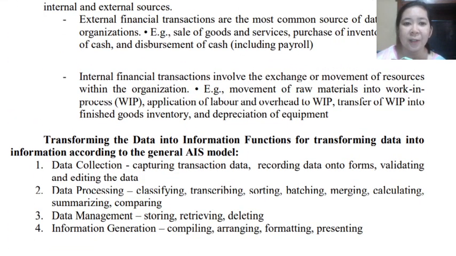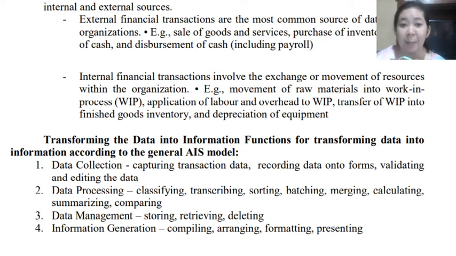For transforming the data into information functions. According to our general model for AIS, data collection, as mentioned earlier, is capturing the transaction data: the details, the amount or the account that should be used, the date, and others. Then we will record it into our journals or forms, and later on it will be validated, and if it needs to be edited, it will be for the data processing. In our accounting cycle, this is the classifying, transcribing, sorting, batching, merging, calculating, and summarizing, as well as comparing the data, so that this can be generated into financial reports.